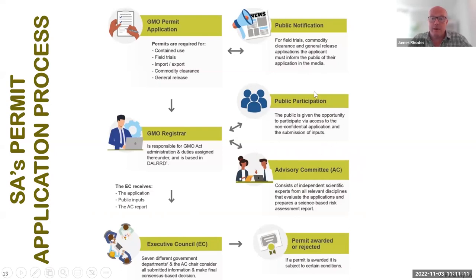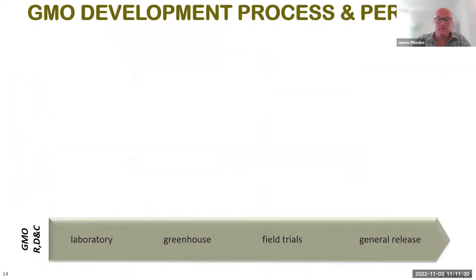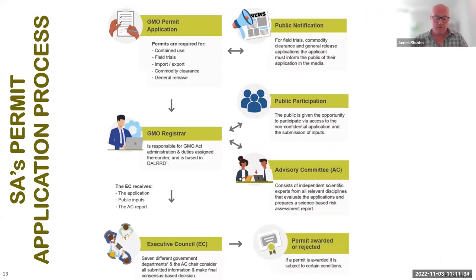There's public participation involved in the process. We have a scientific body involved, and seven different government departments are involved in the decision making. It has to be consensus based. So if one of those government departments says no, that activity will not go ahead. So there's a number of different departments involved making sure that any decision making ensures that safety is considered.